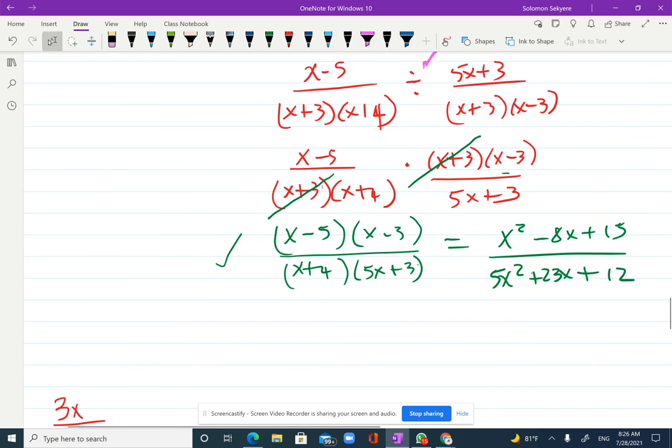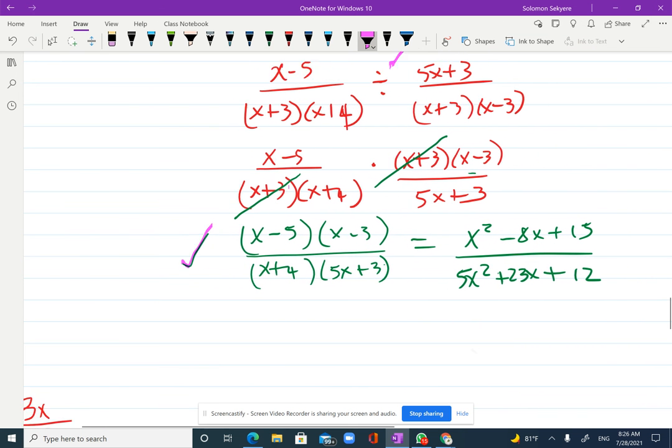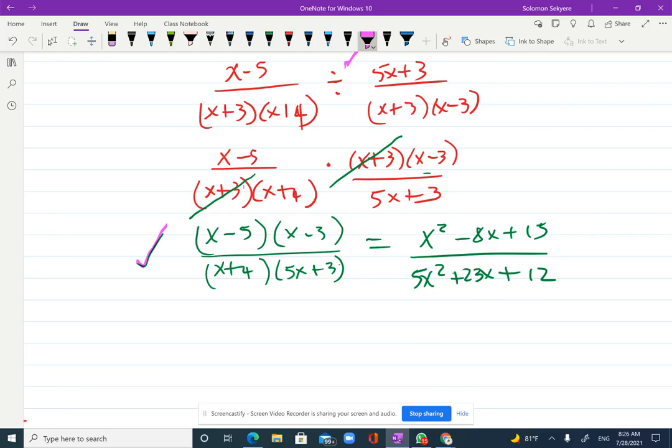Okay? And if you don't see this as an answer option, you'll see this is the same thing, because if you expand the top, you get this one, and you expand the bottom, you get that one.